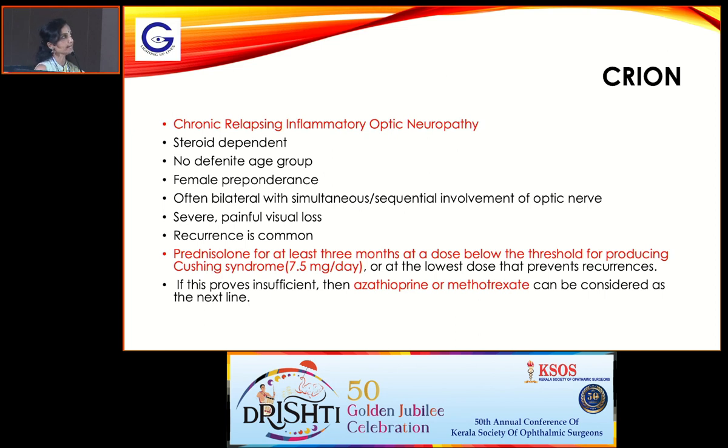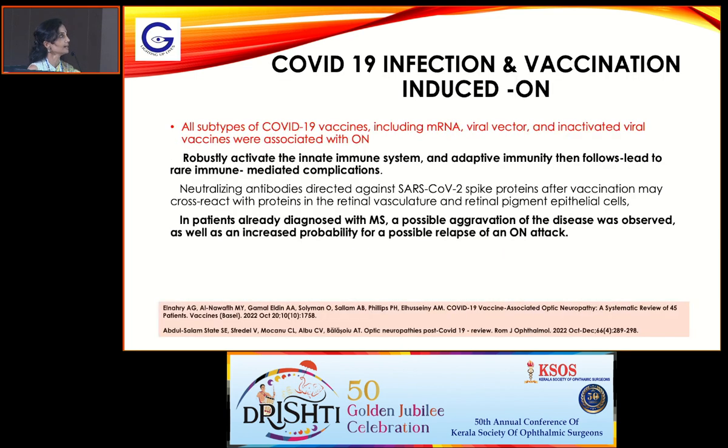Now, another important entity is CRION, or chronic relapsing inflammatory optic neuropathy. It presents like a typical optic neuritis, responds beautifully to steroids. The minute you stop the steroids, it recurs. And you have to put the patient again on steroids. You stop again, it recurs. So eventually you will have to maintain the patient on long-term steroid therapy and eventually on immunosuppressants. I had one patient who had bilateral hip fractures because of the chronic steroid therapy, and she had to be put on azathioprine eventually. So it has a long course, but it responds well.